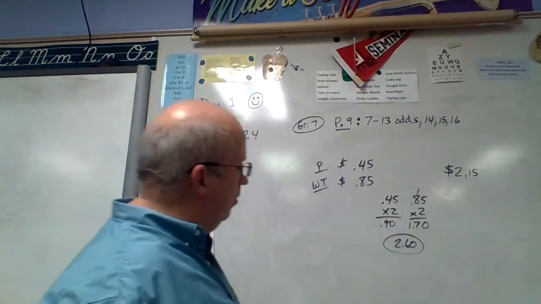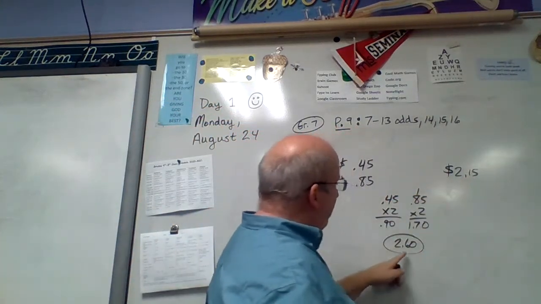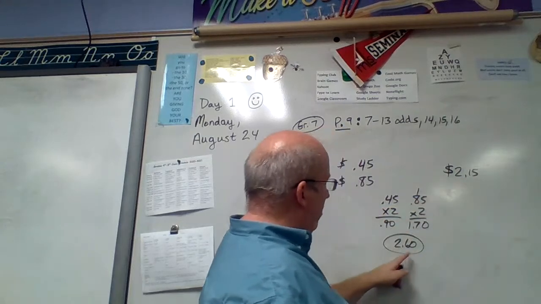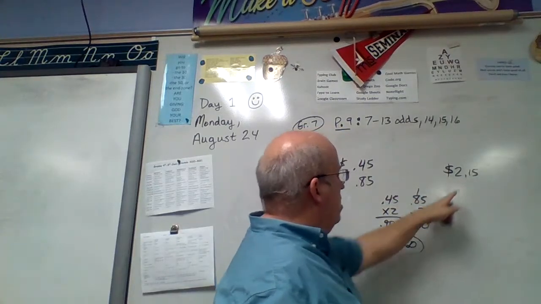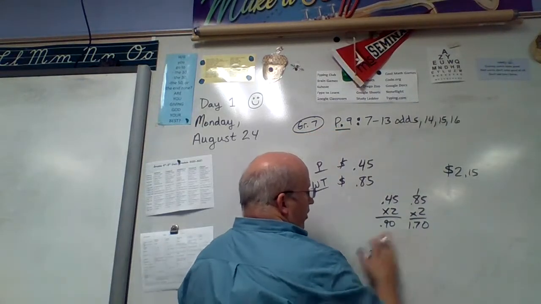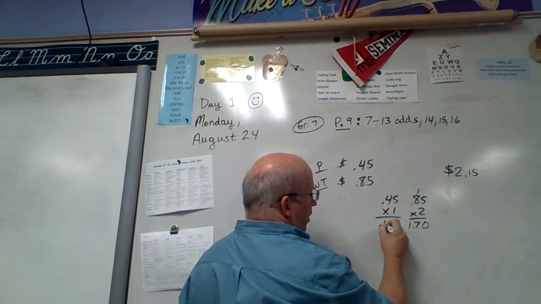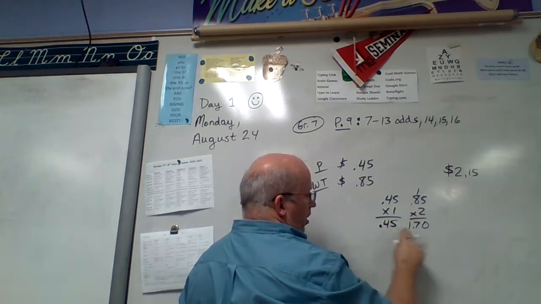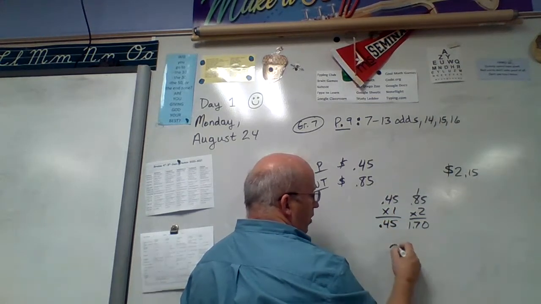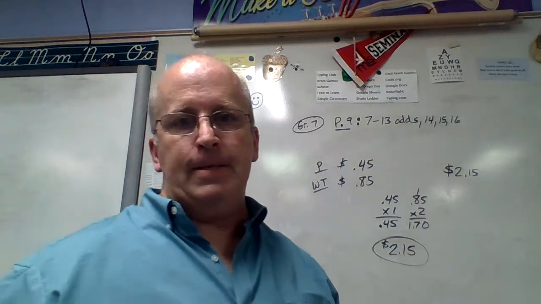I noticed something though. Do you notice how this number is exactly 45 cents larger than this number? Exactly 45 cents more. What if I do this? What if I change this to the number 1? That would make this 45 cents. And if I add these 2 numbers together, guess what I get? I get that answer we are seeking, $2.15.